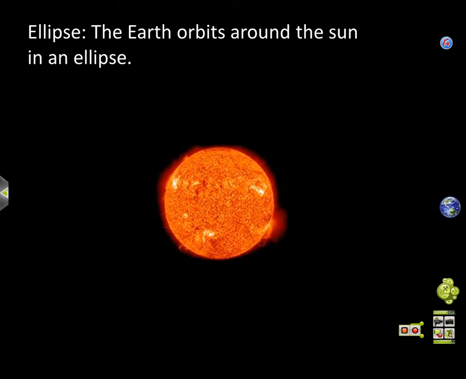Okay, it's an ellipse. It's like a flattened circle. It's the shape of our orbit around the sun. An ellipse.